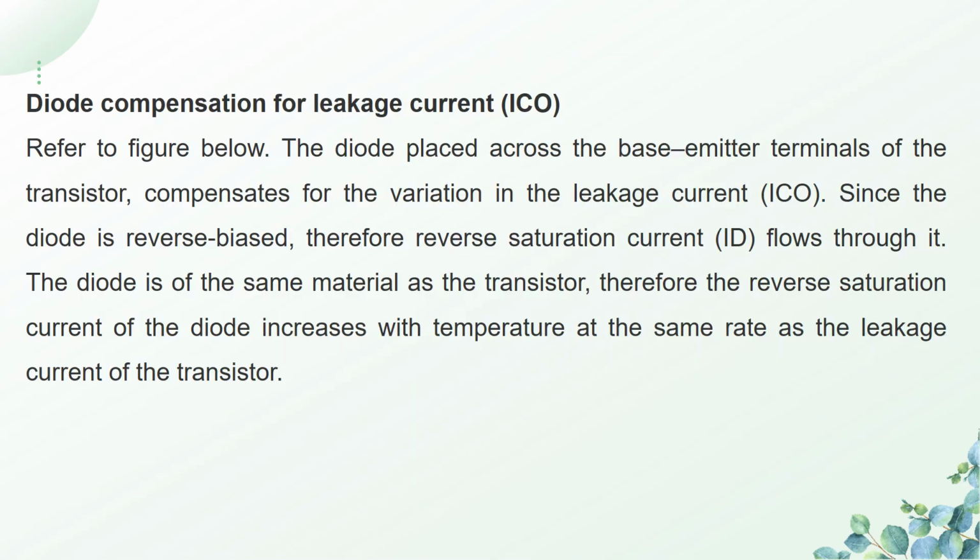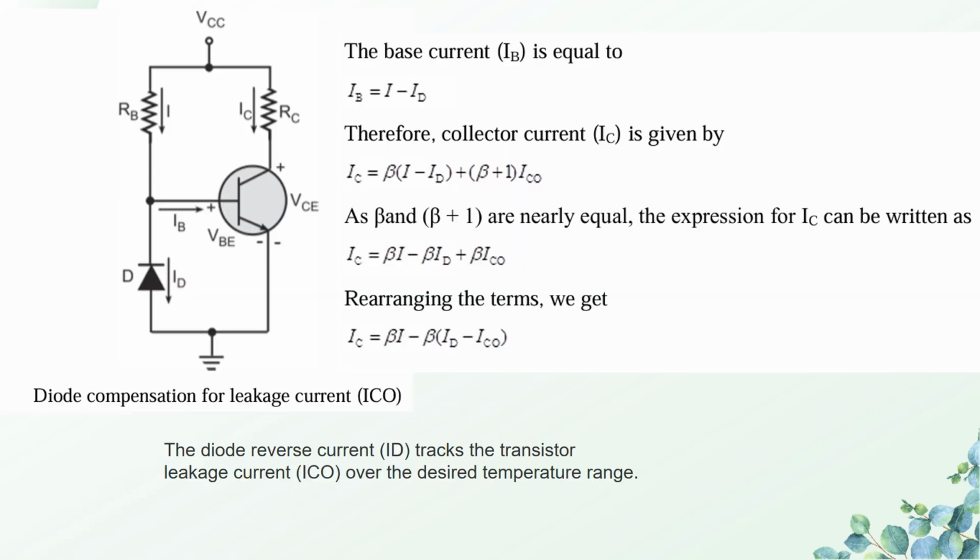Next we are going to see diode compensation for leakage current ICO. Look at the figure. Here the diode is connected between the base and emitter of the transistor, and the diode is reverse biased. The cathode of the diode is connected with the positive voltage VBE and the anode of the diode is connected with the negative voltage of VBE. So the base current IB is equal to I minus ID.